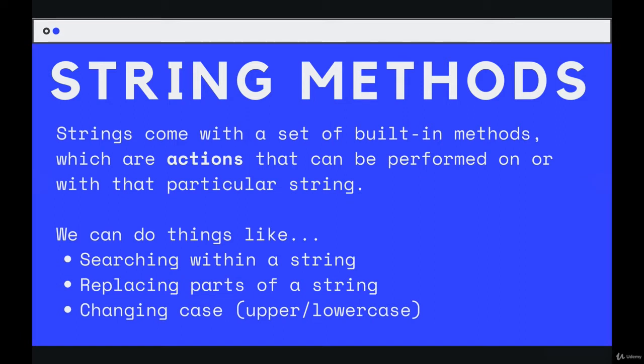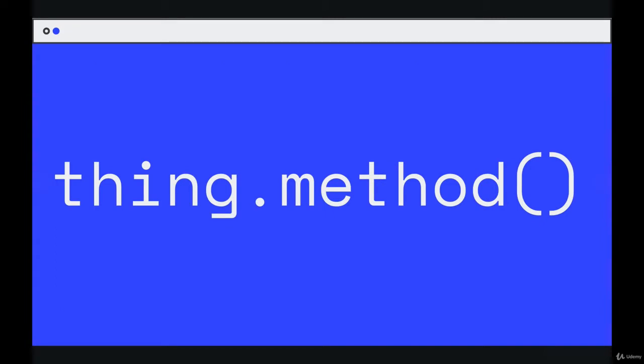So we can do things like search for a particular string within a string. Does this string contain a $? We can replace parts of a string. We can change case from lowercase to uppercase to all caps. We can remove additional spacing if we want to get rid of spacing. There's a bunch of these different features that come built in with every single string. And they all follow this format. So we have a string dot some method name with opening and closing parentheses.